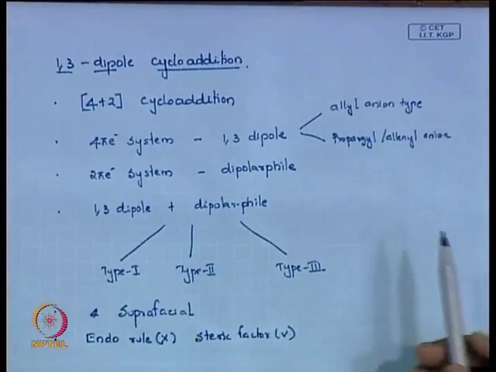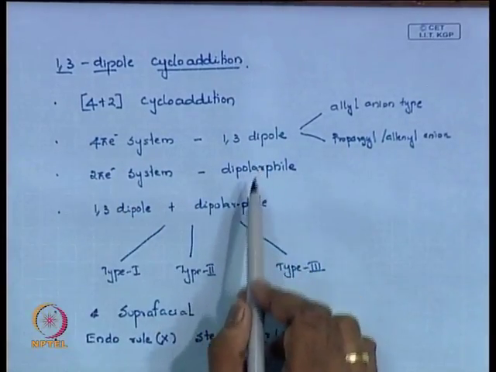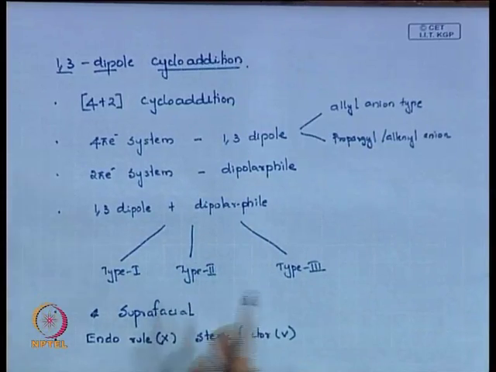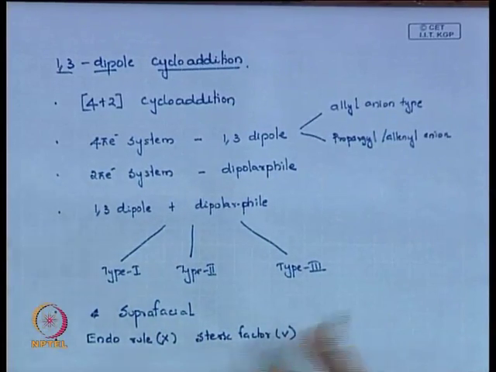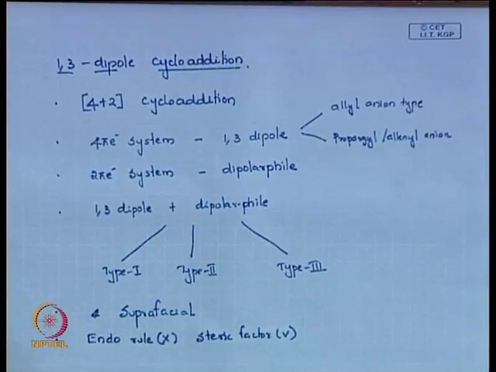It falls under 4+2. You have the 1,3 dipole, you have the dipolarophile, you can classify them in 3 types, and your addition is suprafacial. Your endo rule does not prevail, it is more the steric factor. Clear? So, that is how you can simply summarize your 1,3 dipolar cycloaddition. Okay, that is all about 1,3 dipolar cycloaddition. Thanks, guys.